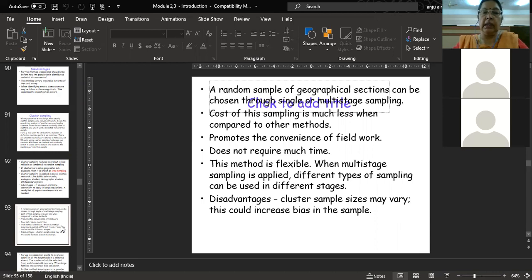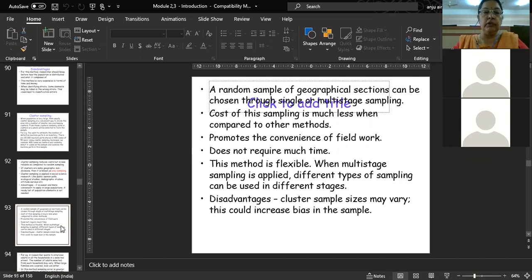So in the next slide, you will understand what is single stage and what is multi-stage sampling technique. So this is a convenient sampling technique to do field work, does not require much time. Cost wise also it is not much when compared to other probability sampling techniques. It is flexible. Sometimes you can use single stage in this sampling technique. Sometimes you can use multi-stage in this sampling technique.